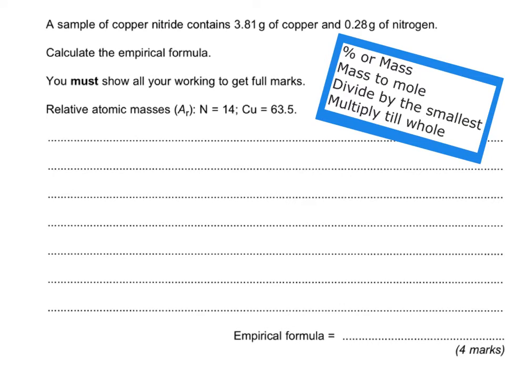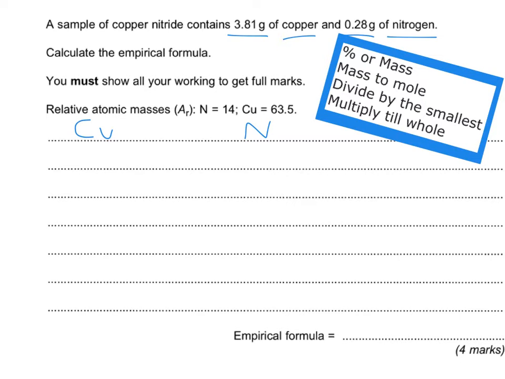Okay, so here's a typical exam question. So let's see what we've got. A sample of copper nitride contains 3.81 grams of copper and 0.28 grams of nitrogen. So it's copper nitride, so I like to write it out in order of the formula. So first of all, I write the symbols for the copper and the nitrogen.